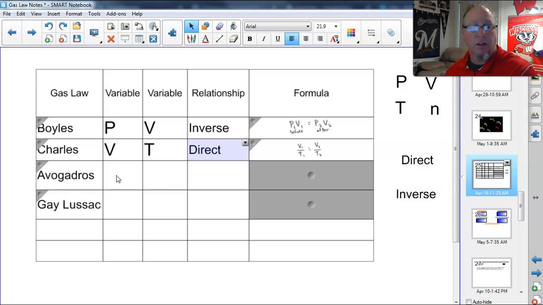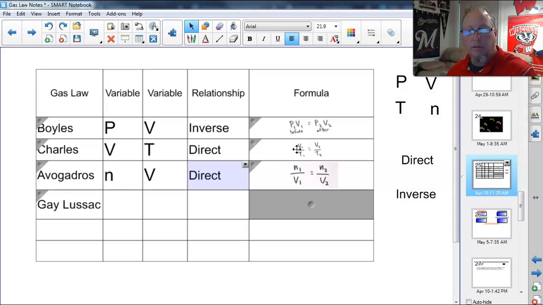What variables are involved when we're looking at Avogadro's law? What type of relationship is Avogadro's law? What's the formula for Avogadro's law? Notice that when we have direct relationships, the formulas look very similar. For a direct relationship, in this case, if the volume goes up, the temperature goes up. In this case, if the number of particles goes up, the volume goes up.